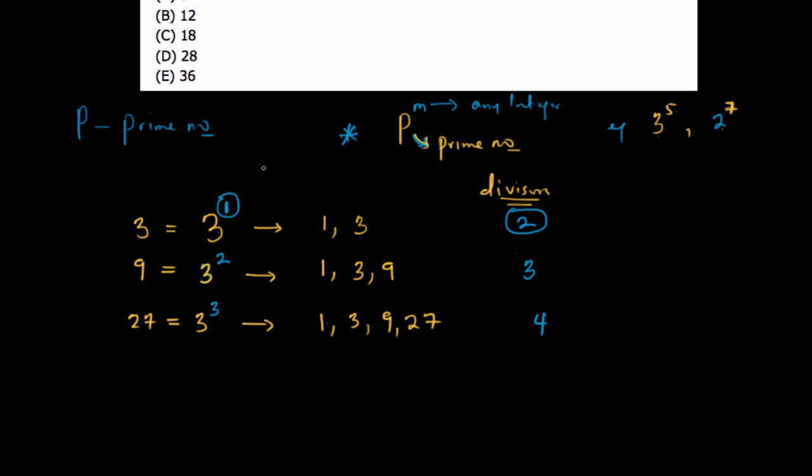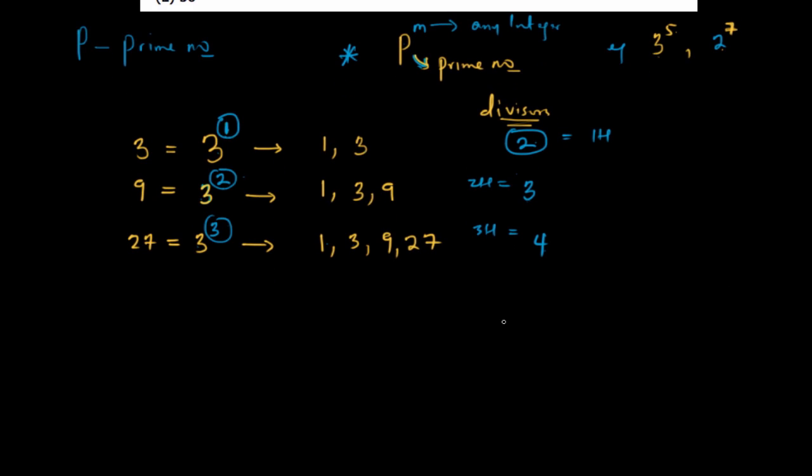For 3 to the power 1, the number of divisors is just 1 plus 1. That is, just add 1 to the power, you obtain 2. Also here, the power is 2, while the number of divisors is 3. That is, 3 is obtained by adding 1 to 2, 2 plus 1 gives 3. Similarly, the power here is 3, and we get the number of divisors by adding 1 to the power, that is 3 plus 1, you obtain 4.